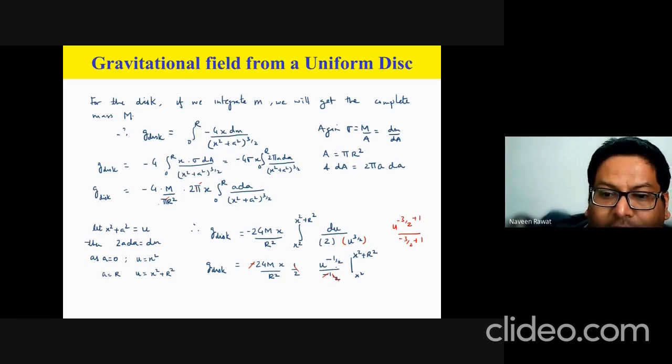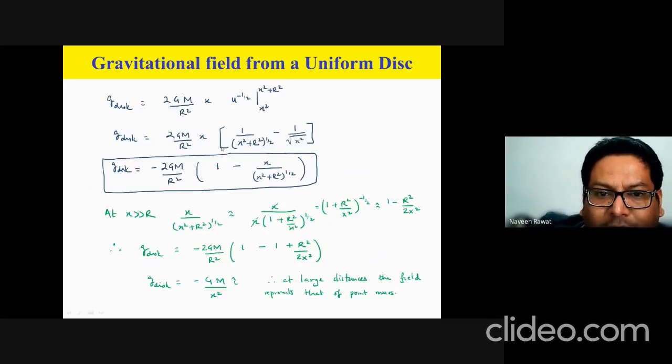So this is a rather lengthy one. Step by step you can follow it. All you have to do is plug in this value now to get 2GM by r square x times 1 by x square by r square raised to half. Remember, there is a half factor here. So there is a square root factor, and you have minus 1 over square root of x square. So you can just multiply x inside, and this is the expression that you will get.